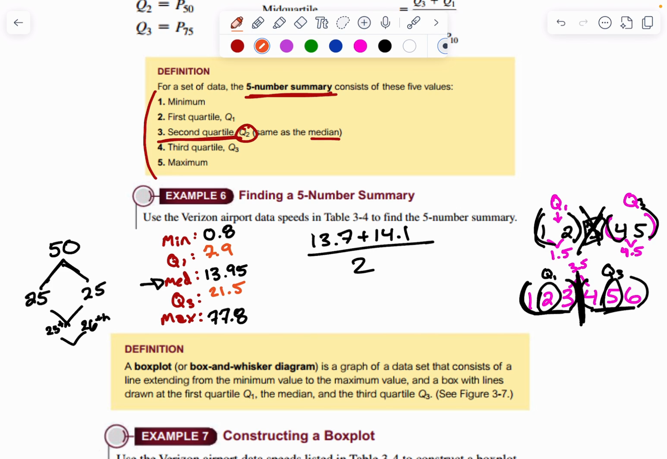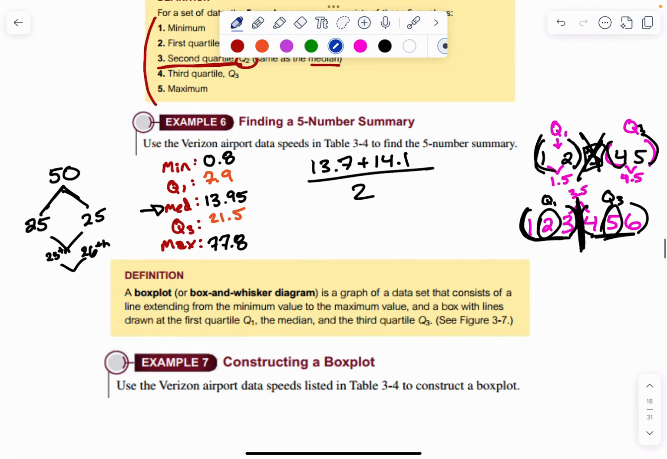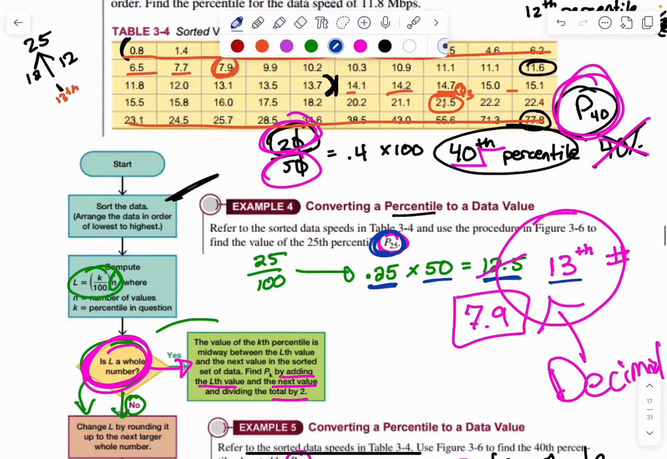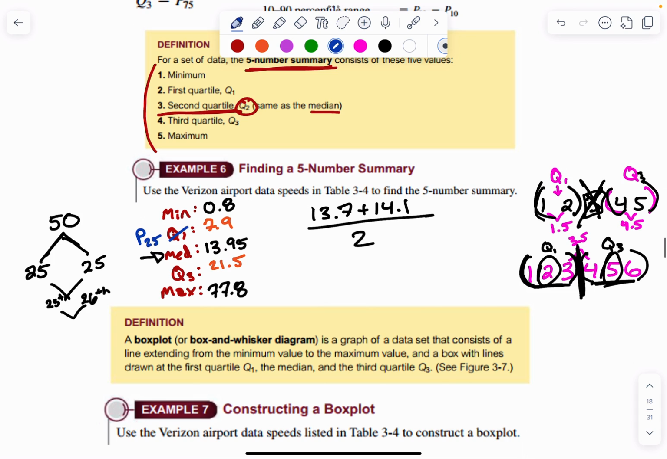It's like the median or the middle of your first half of your data and the middle of your second half of your data. Now, what's really fancy is that Q1 also could be called P25. It's the 25th percentile, right? In fact, we did that. P25 ended up being 7.9. That's what Q1 is. Q3 is another name for the 75th percentile.